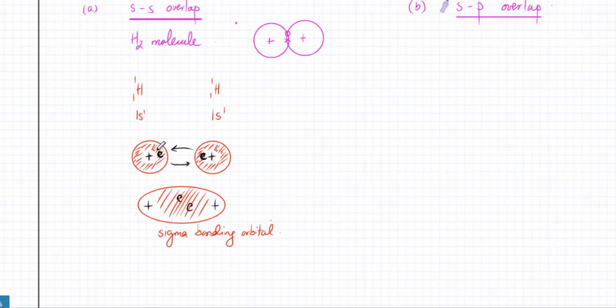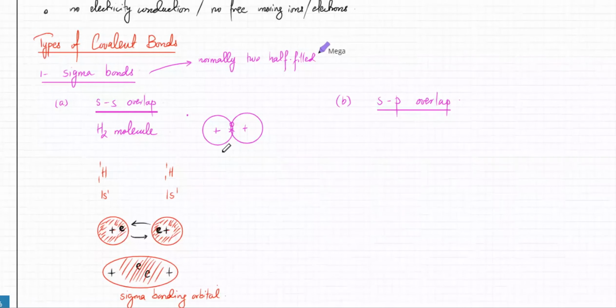If it were to attract the other atom's electrons, then there must be space available over here. So the orbital must have one electron. If it has two electrons, then it can't really form normal sigma bonds. I mean, it can still bond in other ways. We'll study those. They're known as dative bonds. But the normal covalent bonds are normally formed when two half-filled orbitals overlap.